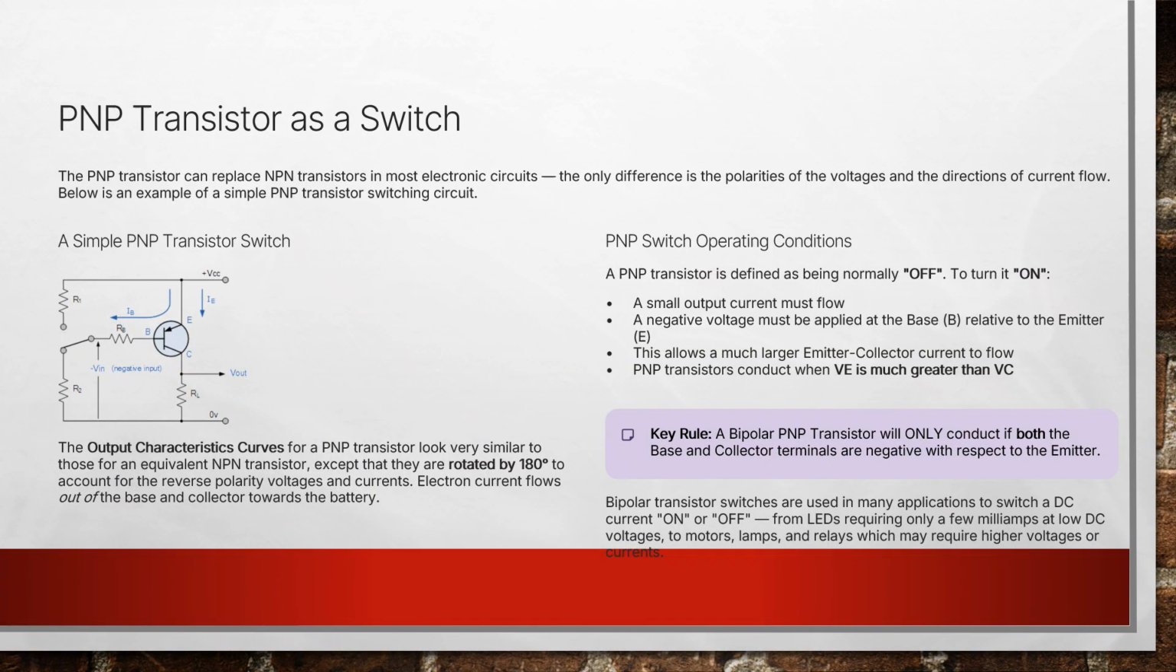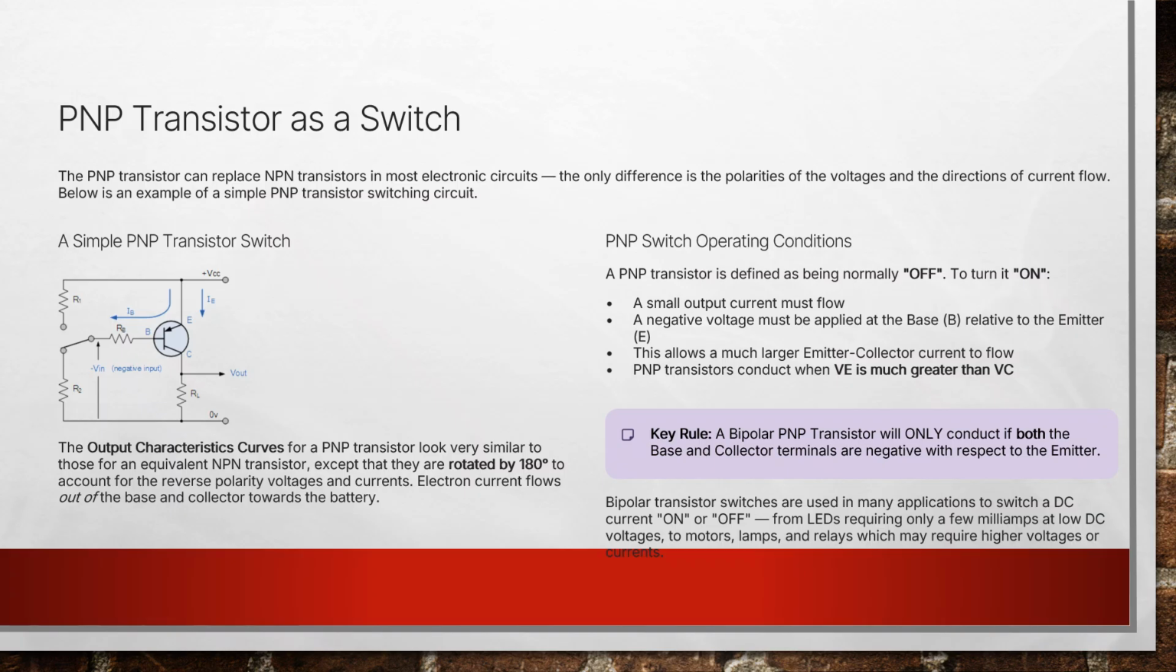PNP transistor as a switch. The PNP transistor can replace NPN transistors in most electronic circuits. The only difference is the polarities of the voltages and the directions of current flow. Below is an example of a simple PNP transistor switching circuit. A simple PNP transistor switch.